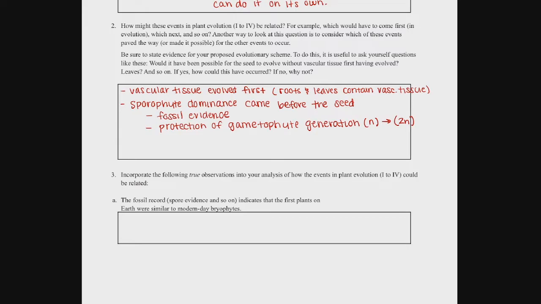And basically vascular tissue came before roots and leaves, and leaves and roots came before the seed.